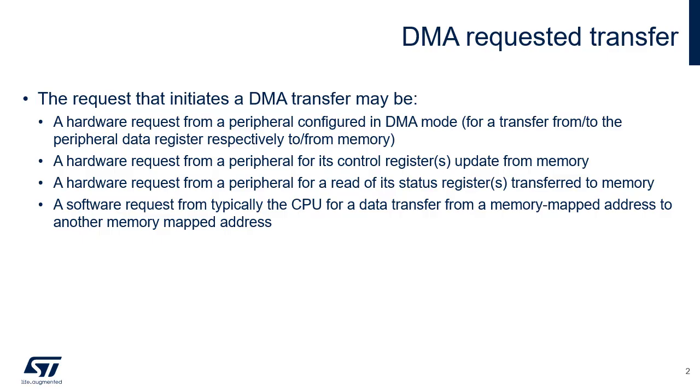To start a DMA transfer, a request is required. This request can be caused by a hardware event, from a peripheral indicating that data are ready to be transferred, from a peripheral indicating that an update of its control registers is required, and from a peripheral indicating that a read of its status registers is required. A software request can also start a DMA transfer. This is typically caused by the CPU writing a control register of the DMA controller in order to transfer data from a memory-mapped address range to another memory-mapped address range.